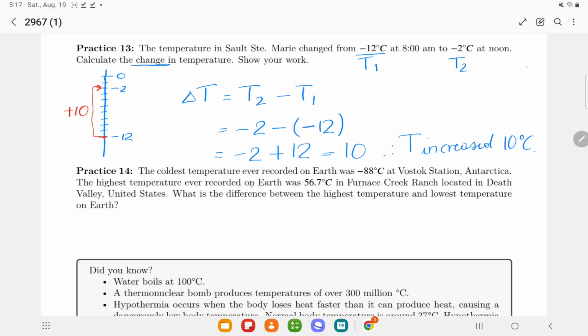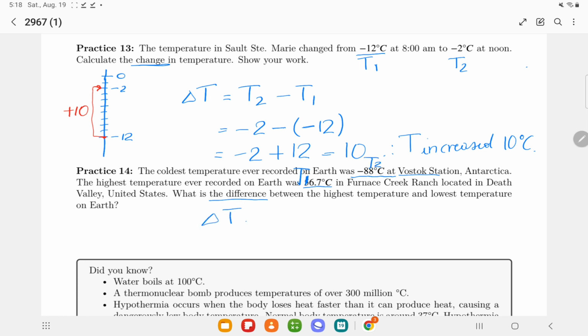The coldest temperature ever recorded on Earth was negative 88 degrees Celsius at Vostok Station. The highest temperature ever recorded was 56.7 degrees Celsius in Furnace Creek Ranch, Death Valley. What is the difference between the highest and the lowest temperature? So difference between the highest T1 and lowest T2.